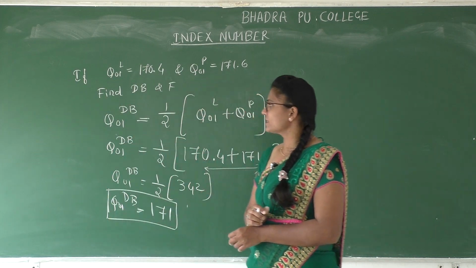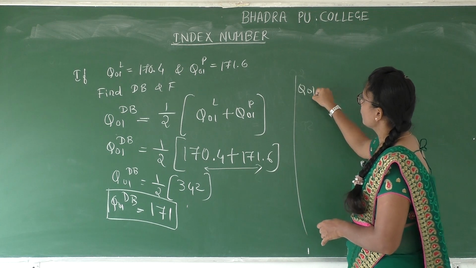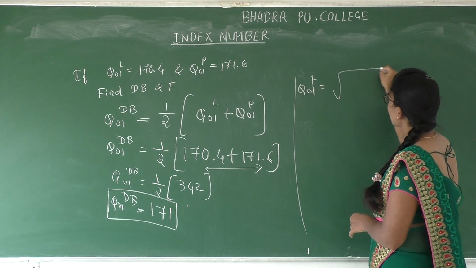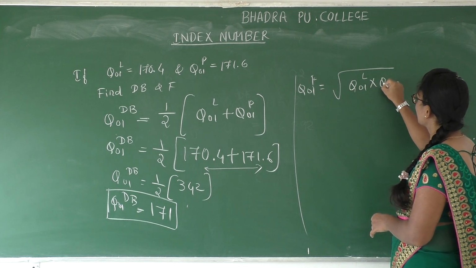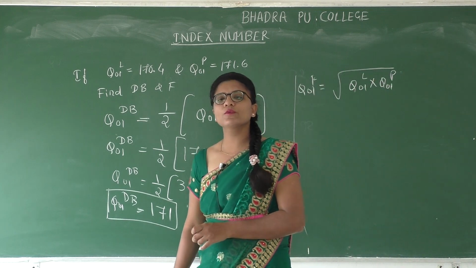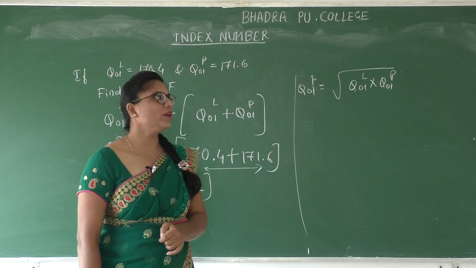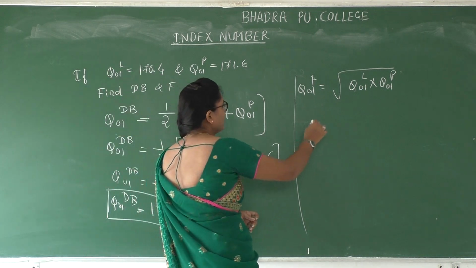In the same way we have to find out Fisher's also. Q01 F is equal to the square root of Q01L into Q01P. So write down the values.